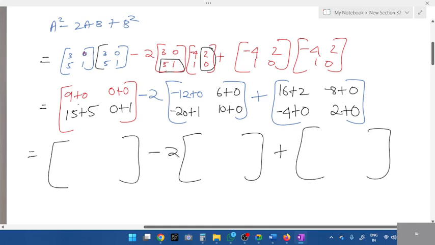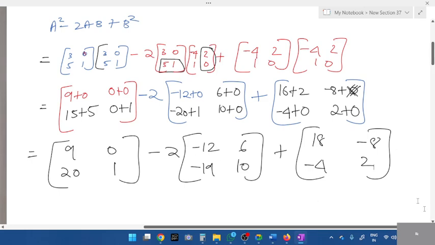Yes, now tell me the value, students. 9 plus 0, 9, 0. All of you be quick. What do you get? 1. Next, minus 12, 6. What is minus 20 plus 1? And 10. Here, 16 plus 2, 18. 18 minus 8. Yes, and one more thing. Minus 8 plus 0, students, that is also minus 8, not plus 8. Minus 4 and 2. Clear?